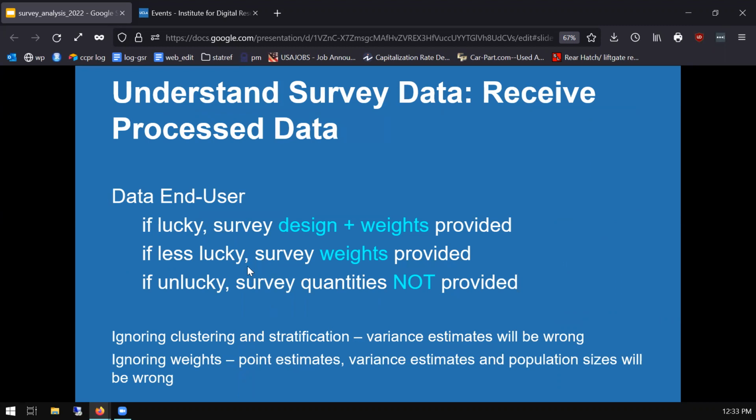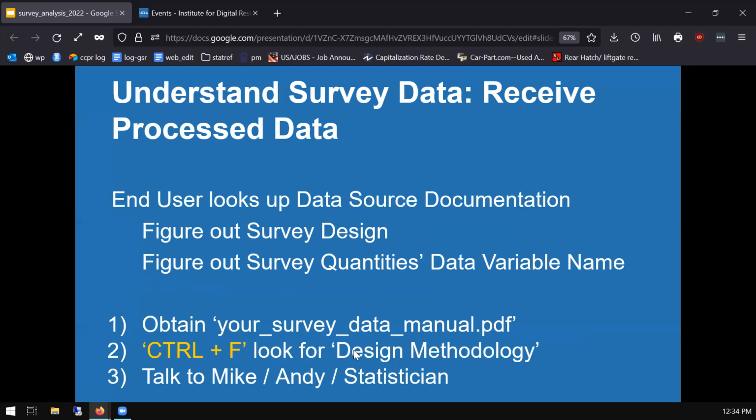We'll fly through this. If you ever need statistical consulting, if you're working with a statistician or even with your PI or collaborators, if you're getting a survey data source from the Census Bureau or the Bureau of Labor Statistics, one piece of advice is get the documentation. Control F, look for the design methodology. Try to get a better understanding of how they collected their data, what sample design did they use, what type of weights did they apply.